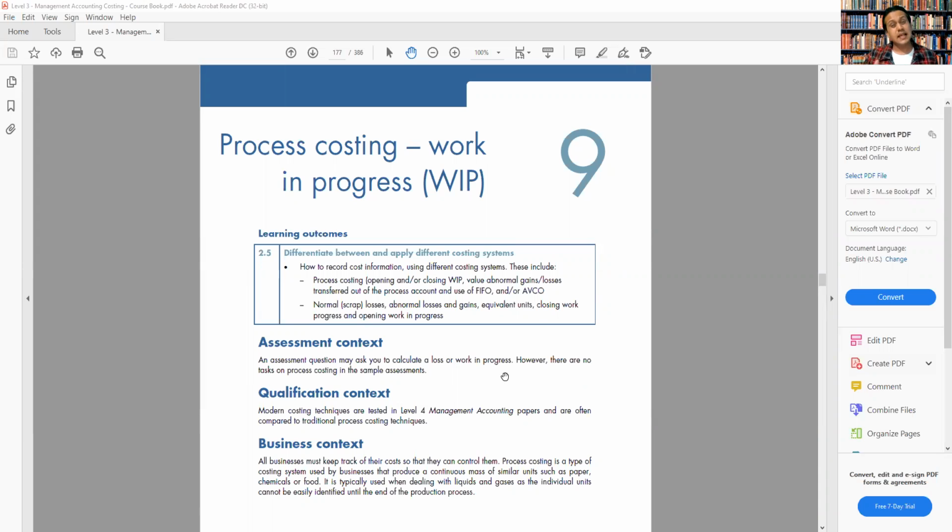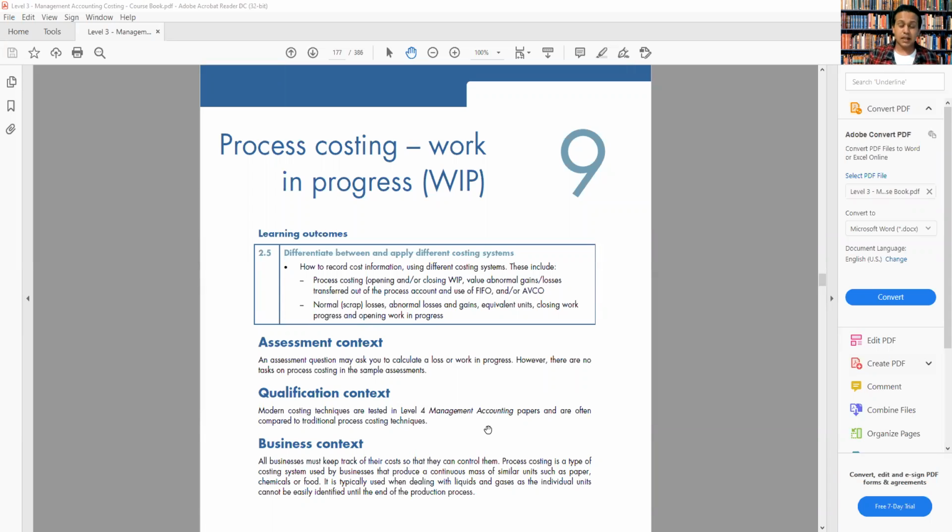So the product is still in the process. It is going to be ready, but it's not ready yet. If this is the case, we call it WIP, work in progress. Now, all of this raw material is a part of inventory valuation. If you have already done your advanced bookkeeping paper, you have some idea about all of this process costing.